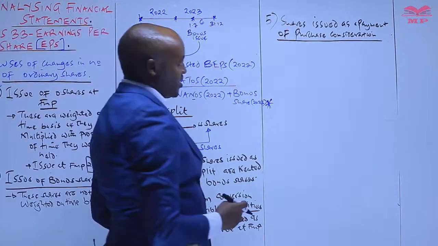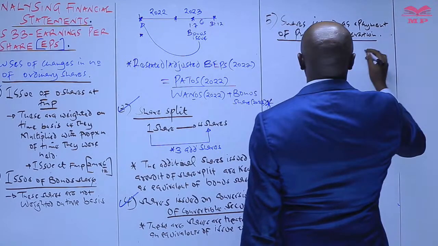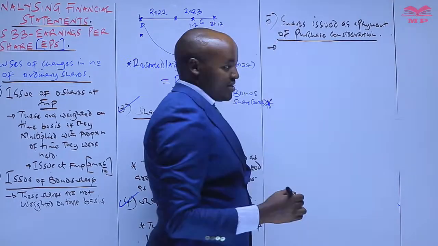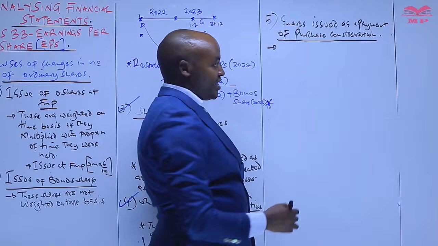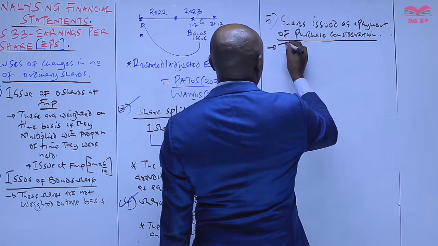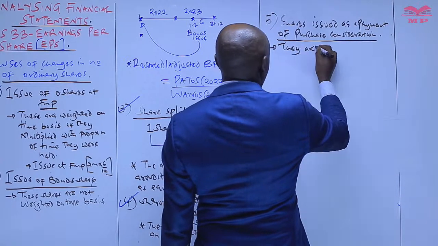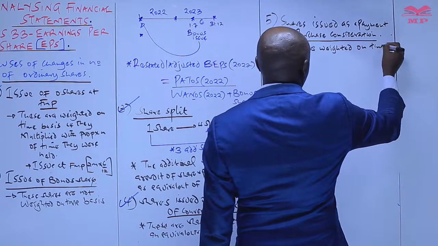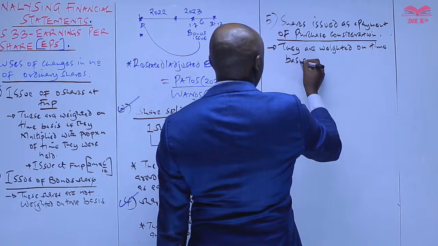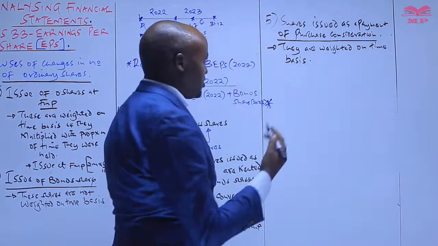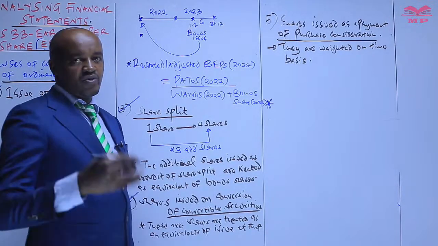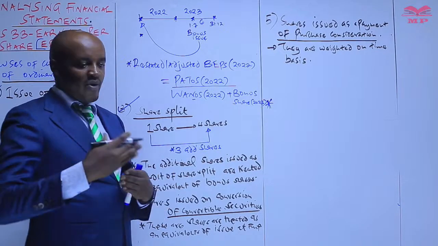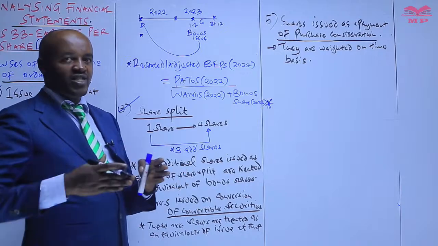So the ordinary shares which are issued here are equally treated as shares issued at full market price. So it means that those particular shares will be weighted on time basis. In other terms, these particular shares will be multiplied with the proportion of time they were held during that year. And here we consider these particular shares not from the date they were actually issued, but from the date the shares were supposed to be issued.